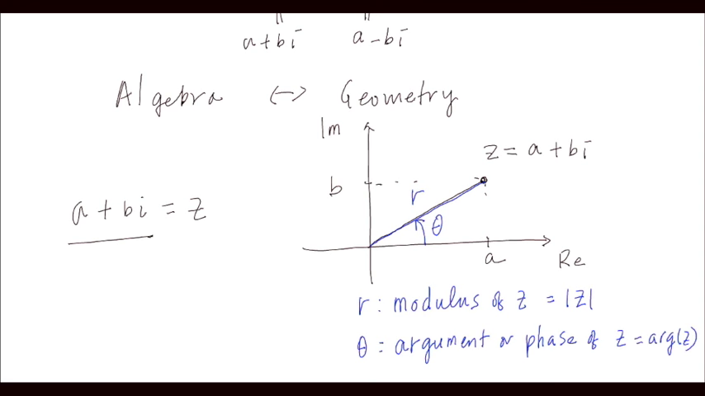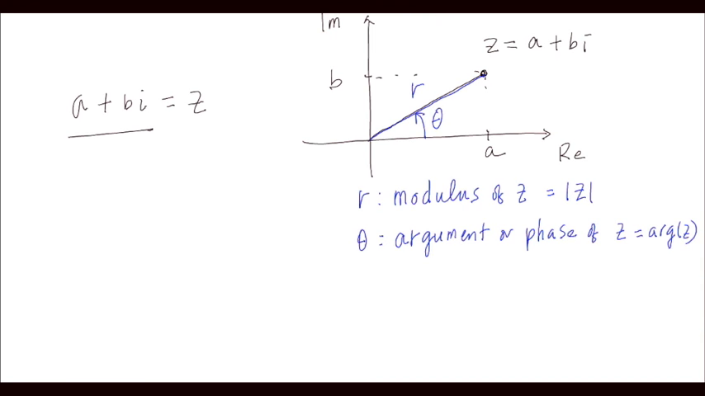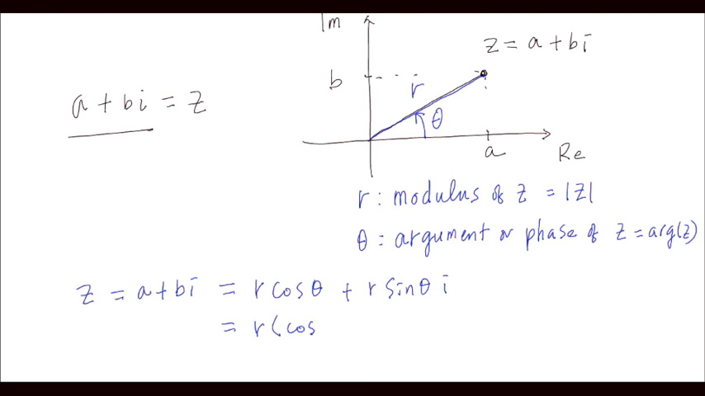Using this geometric representation of complex numbers, we can derive an important formula. Okay, let's do it here. So z, we know that is equal to a plus bi. And the length a here, using just sines and cosines, we can write it as r times cosine theta. That is a. And plus, what is b? b is r sine theta, and we have i here. Then we can write this guy as r times cosine theta plus i sine theta.